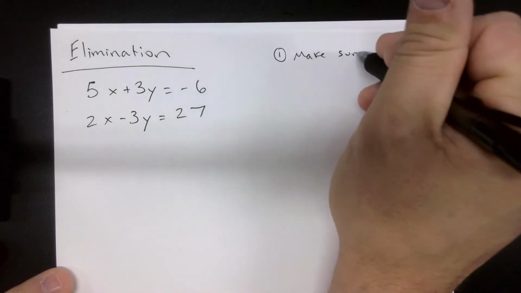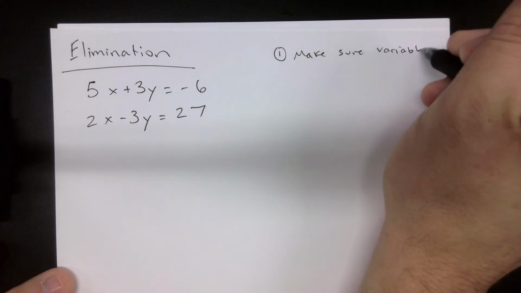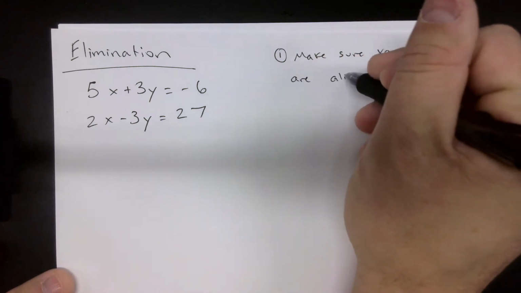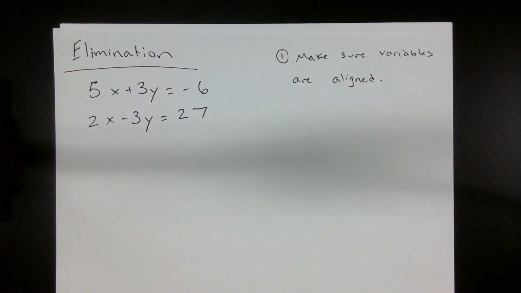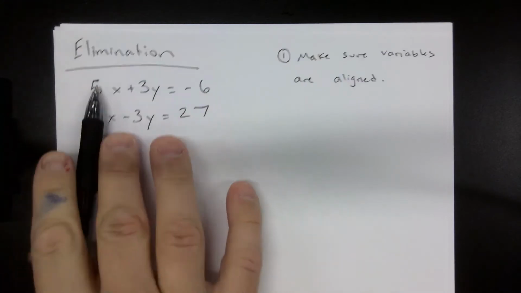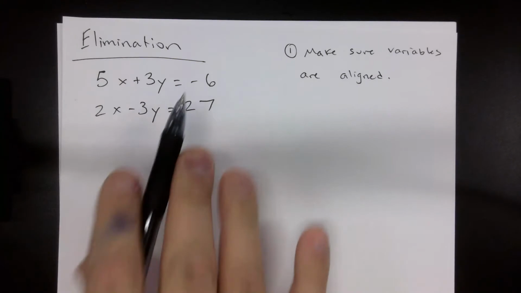Make sure variables are aligned. Are the variables aligned, Mallory? Mallory, are the variables aligned? The x is on top of the x, the y is on top of the y, the constant's on top of the constant. Okay? That's the first thing. If it's not, you got to get the equation so the variables are, but they will be aligned, I believe, today. If not, you got to make sure you get them where the x is on top of the x, the y is on top of the y, the constant's on top of the constant.